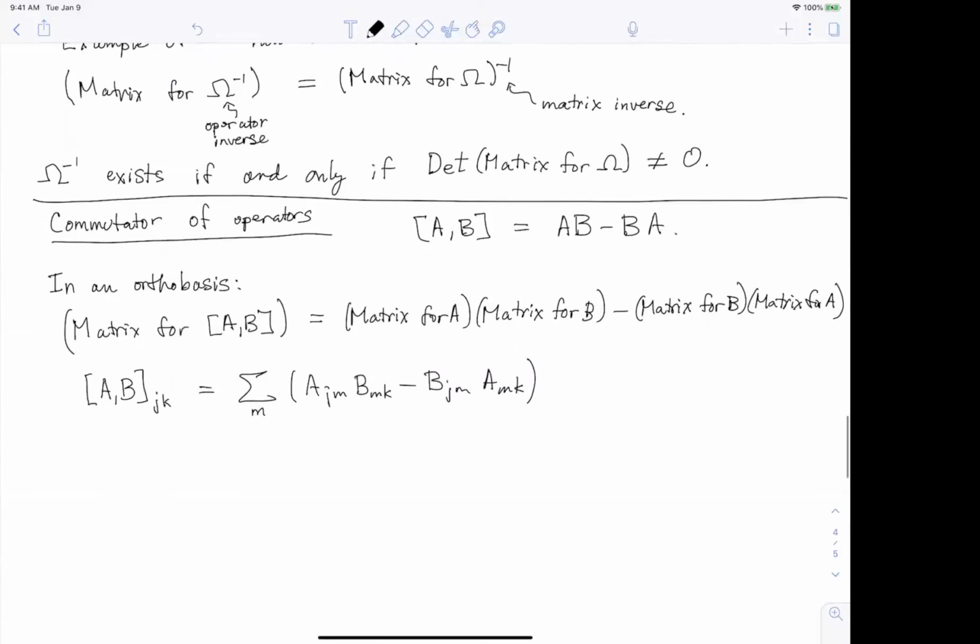All right, so we're out of time for today. The next operation we're going to talk about next time is going to be adjoints of vectors and operators.